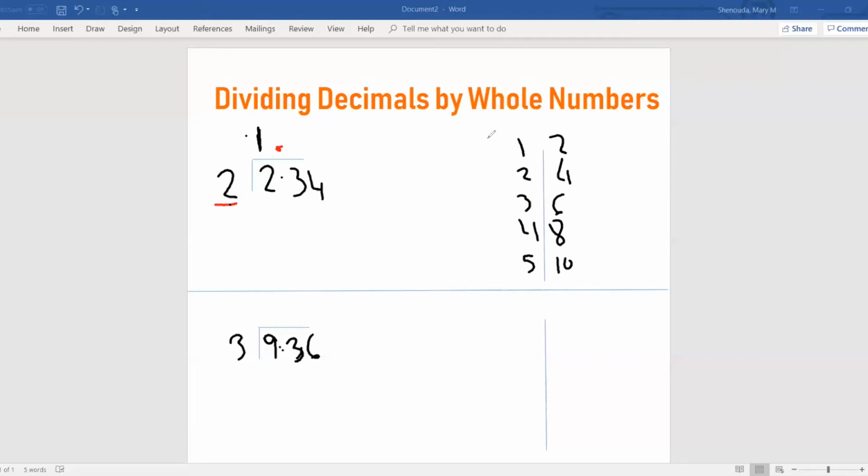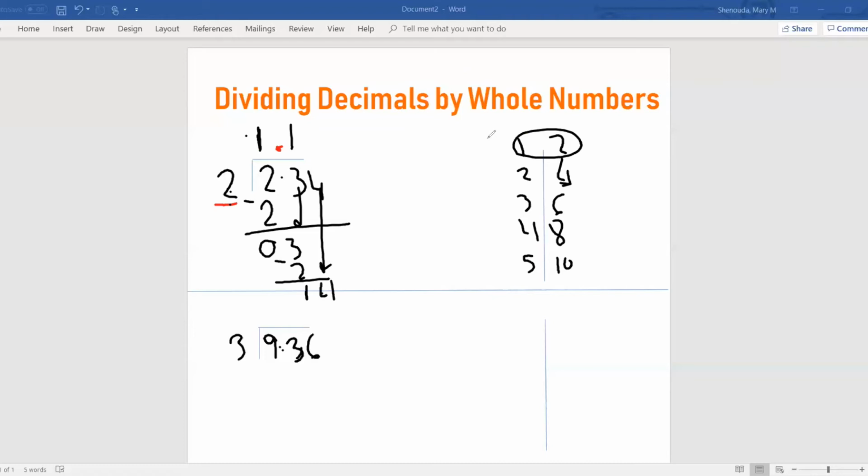1 times 2 is 2, right there. Then I will subtract. 2 minus 2 is 0. Then I'll bring down the 3. 2 goes into 3 1 time, because if it's 2, it will be too big. So 2 goes into 3 1 time. 1 times 2 is 2. I subtract, and I get 1, and bring down the 4.